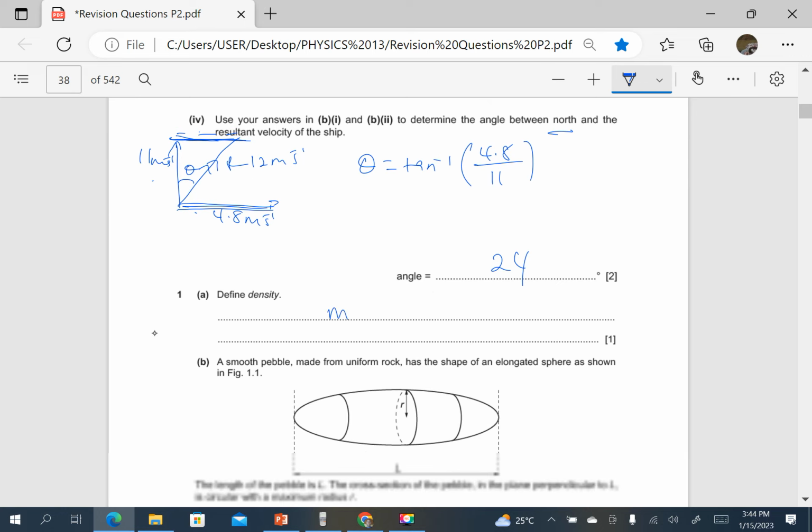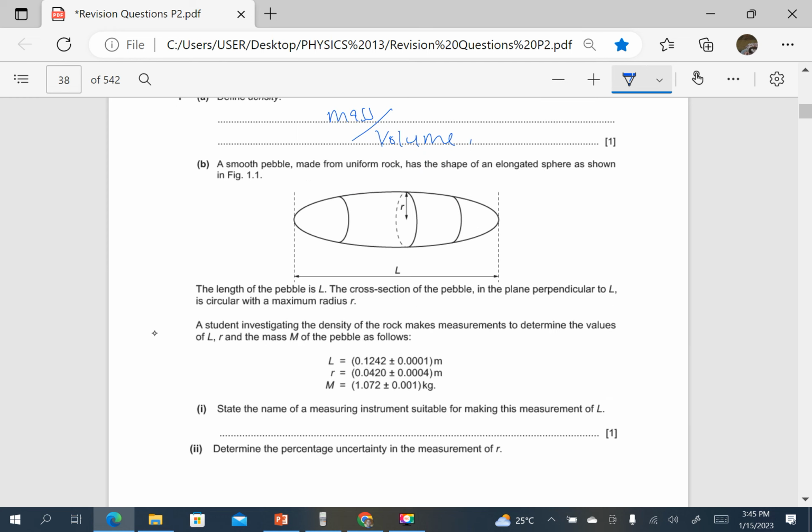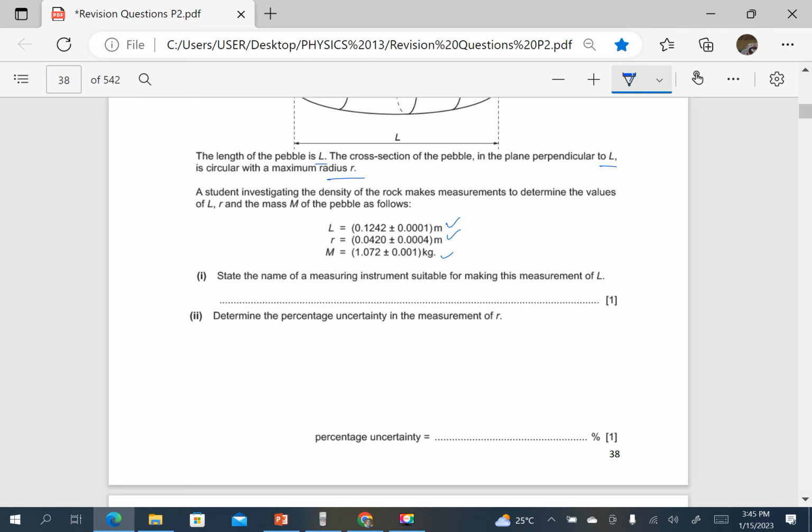Define density. We know that density is mass divided by volume. A smooth pebble made from uniform rock has the shape of an elongated sphere as shown here. The length of the pebble is L. The cross-sectional area of the pebble in the plane perpendicular to L is circular with the maximum radius R. A student investigating the density of the rock makes measurements to determine the values of L, R, and the mass M of the pebble as follows. So L, R, and M. State the name of the measuring instrument suitable for making these measurements of L.